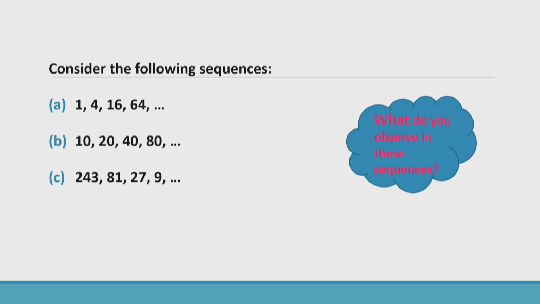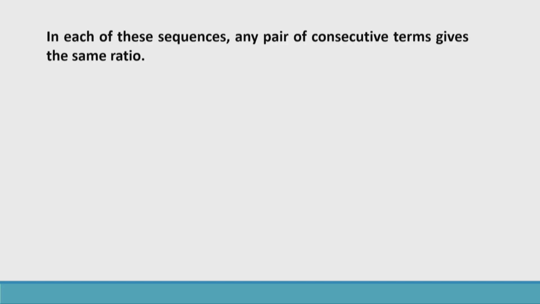So let us consider the following sequences. Part A, we have 1, 4, 16, 64, and so on. Part B, 10, 20, 40, 80. Part C, 243, 81, 27, 9. What do you observe in these sequences? We can see that in each of these sequences, any pair of consecutive terms gives the same ratio.